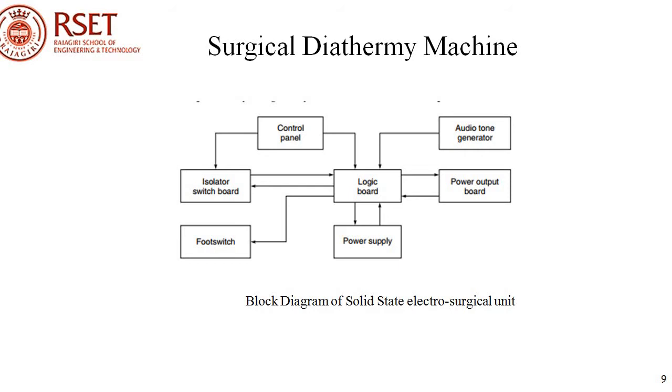The figure shows a block diagram of the solid state surgical diathermy machine. A surgical diathermy machine consists of a high frequency power oscillator. The earlier types of diathermy machines consisted of spark gap oscillators, but now they are replaced by thermionic valves or solid state oscillators. Biological tissue can only be cut when the voltage between the cutting electrode and the tissue to be cut is high enough to produce electric arcs between the cutting electrode and the tissue.